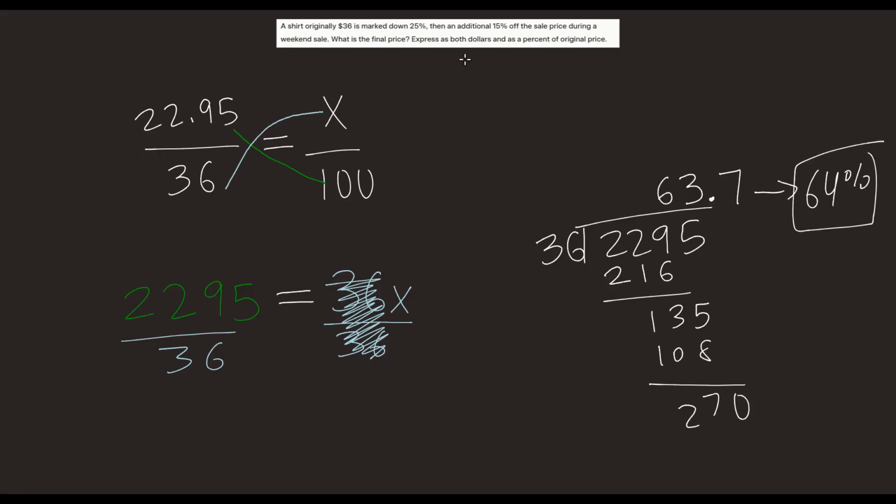So there we go. So 25% off of 36, and then an additional 15% in dollars, that would be $22.95. And then as a percent of the original price of 36, that's about 64%.